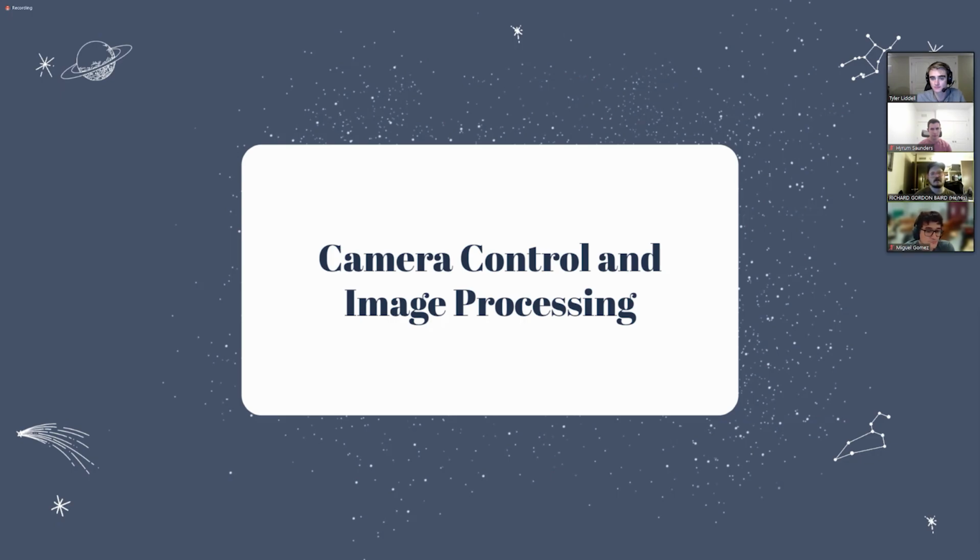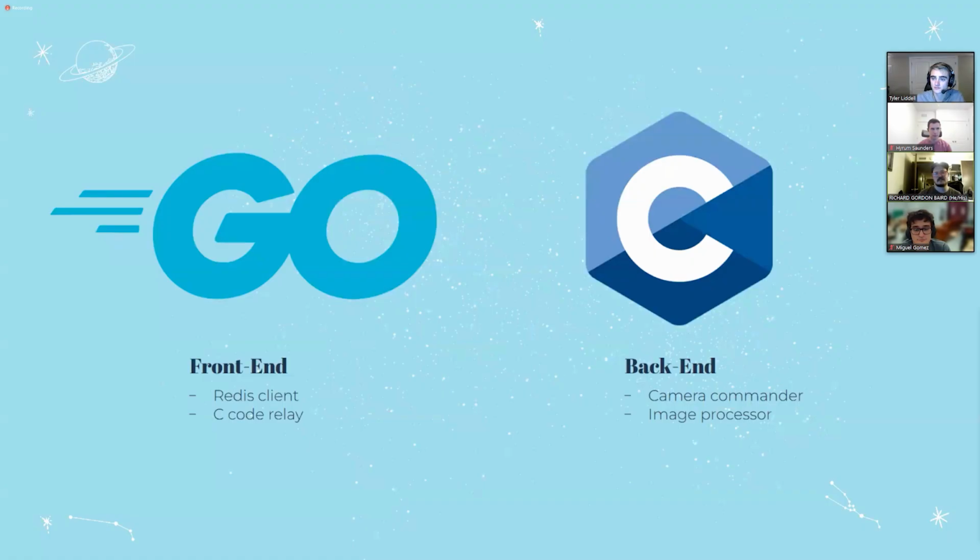So now let's talk about camera control and image processing. This was the portion of the code that I spent the most time on. We can roughly divide the camera control and image processing into 2 categories. We have the front end that's written in a high-level language, in this case, Golang. It communicates with Redis and the Alpaca server, as well as relaying all the messages to the backend C, which takes control of the actual heavy lifting. That's the camera commanding and the image processing.